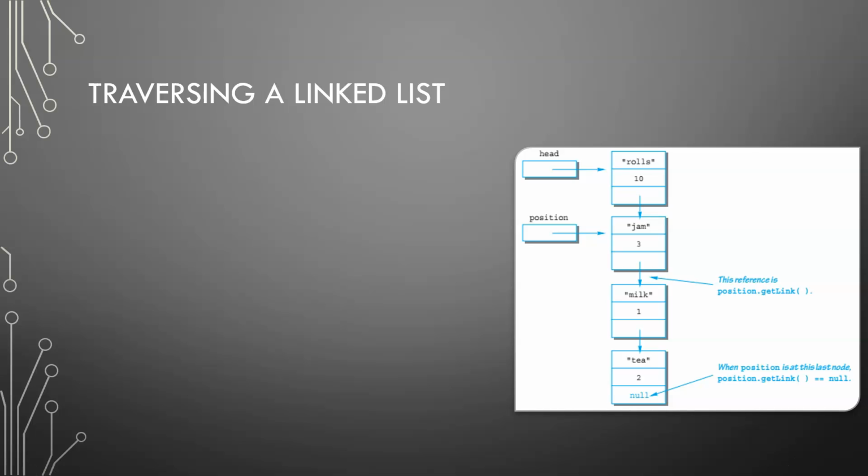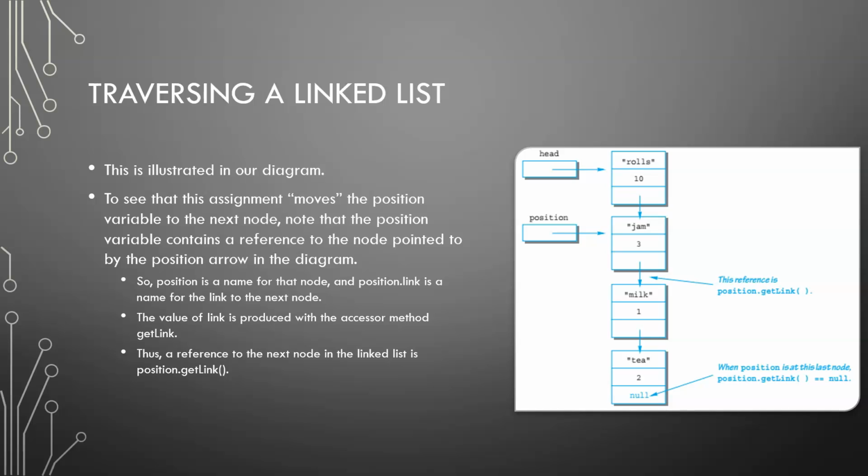When we actually look at traversing the linked list, here's our diagram again, and we can see how this is illustrated within it. To see that the assignment moves the position variable to the next node, note that the position variable contains a reference to the node pointed to by the position arrow in the diagram. So right here is position. Position is a name for that node, and position.link is a name for the link in the next node. The value of link is produced with the accessor method getLink. Therefore, the reference to the next node in the linked list is position.getLink(). You can see right here we have position.getLink().